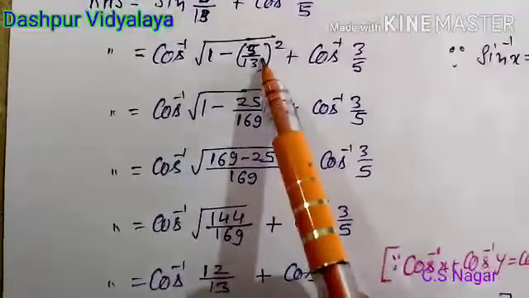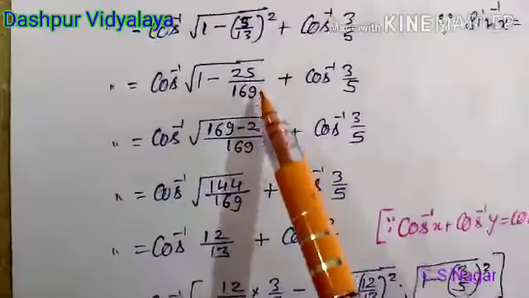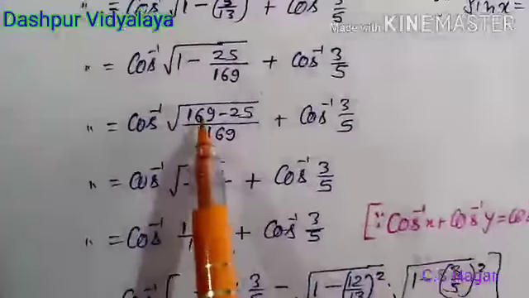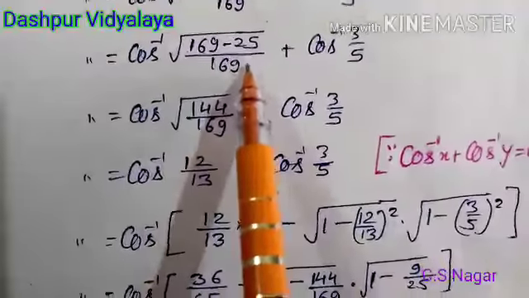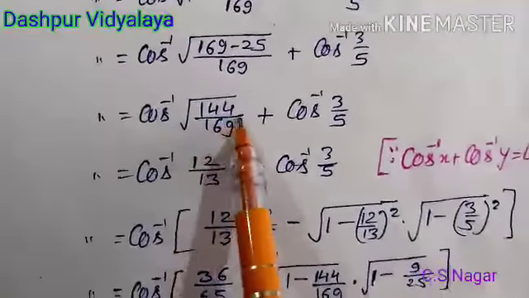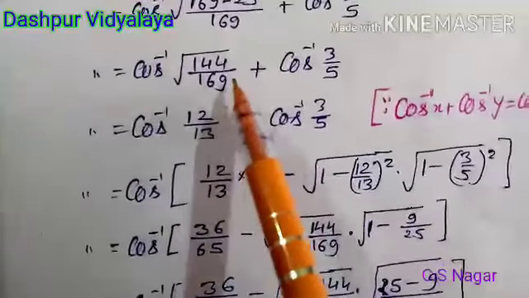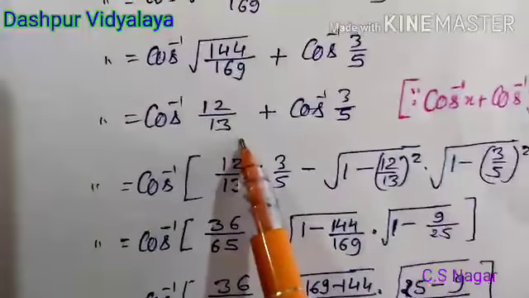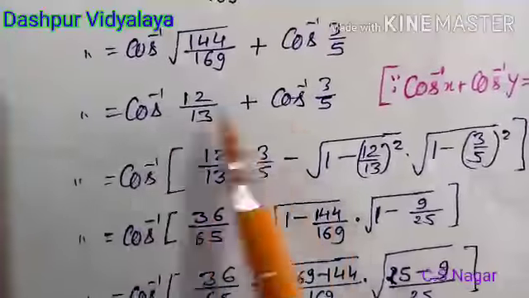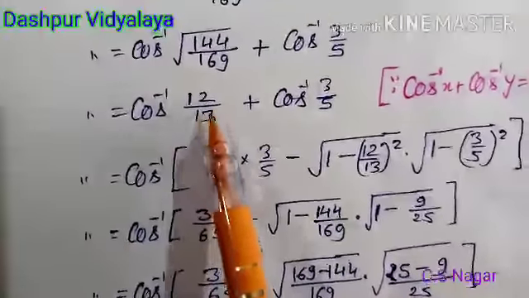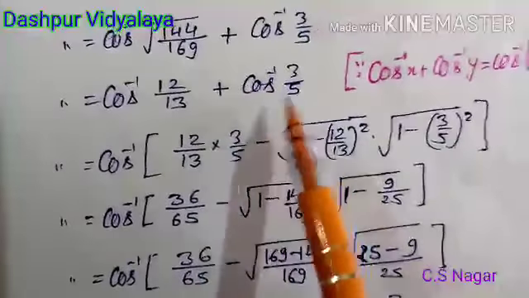Now 5 upon 13 whole square means 25 upon 169. Take LCM, so it will be 169 minus 25, and their difference is 144. 144 upon 169, their square root is 12 by 13. Now both terms are converted into cos inverse: cos inverse 12 by 13 plus cos inverse 3 upon 5.